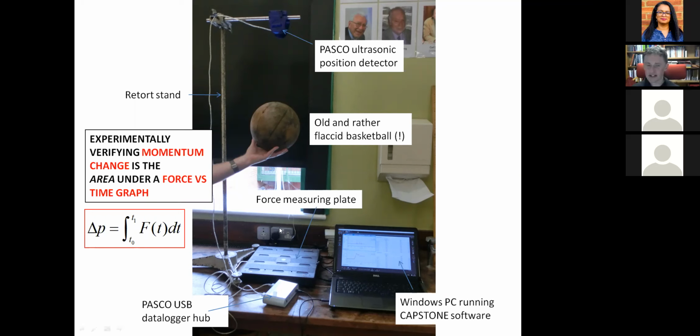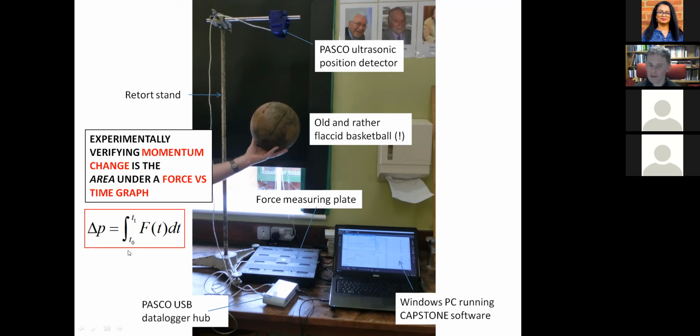This is a force plate, and the reason I have a flaccid ball is that if it's a nice, fresh, brand new bouncy ball, it will bounce off the table and become a bit unwieldy. Whereas this flaccid ball just tends to come to rest after bouncing a few times. This is an ultrasonic position sensor. Ultrasound, something above 20,000 hertz, will bounce off the ball, and we can work out the distance of the ball as it falls. If we know the distance, we find the gradient of that curve to get the velocity, and the gradient of that curve gives the acceleration.